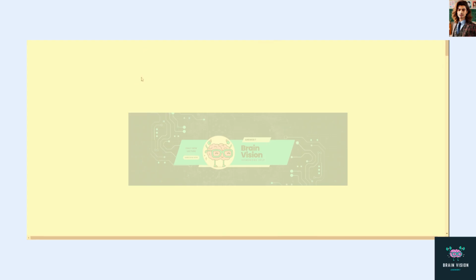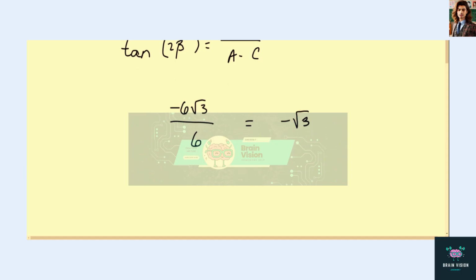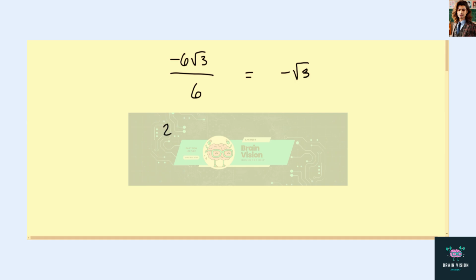So remember that we said that tangent of 2 beta is equal to b over a minus c. In this case we have b equal to negative 6 root 3, and then we're going to divide by a minus c. So 13 minus 7 gives us 6, and this gives us negative root 3. Well, we know tangent of theta gives us negative root 3 when this angle 2 beta is equal to negative 60 degrees. And so beta is equal to negative 30 degrees. So we have found beta.